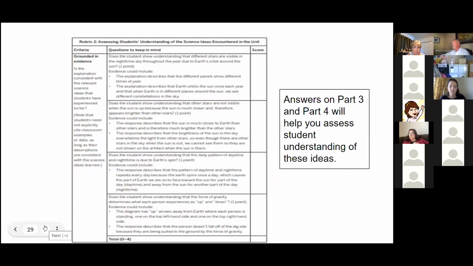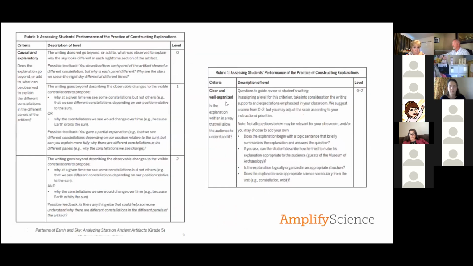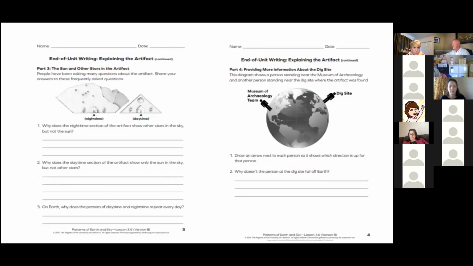In rubric 2, they're going to be getting 1 point for each science idea that is included in their answers on the assessment. And the answers on part 3 and part 4 of the assessment are what you'll use to help score this, okay? So just to flip back to remind you what part 3 and part 4 were.